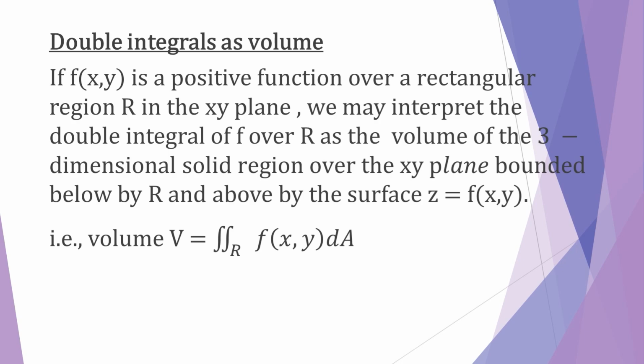Suppose f of xy is a positive function over a rectangular region R in the xy plane. We may interpret the double integral of this function f over this region R as the volume of the three-dimensional solid region over the xy plane, bounded below by R and above by this surface z equal to f of xy. So how to calculate volume?